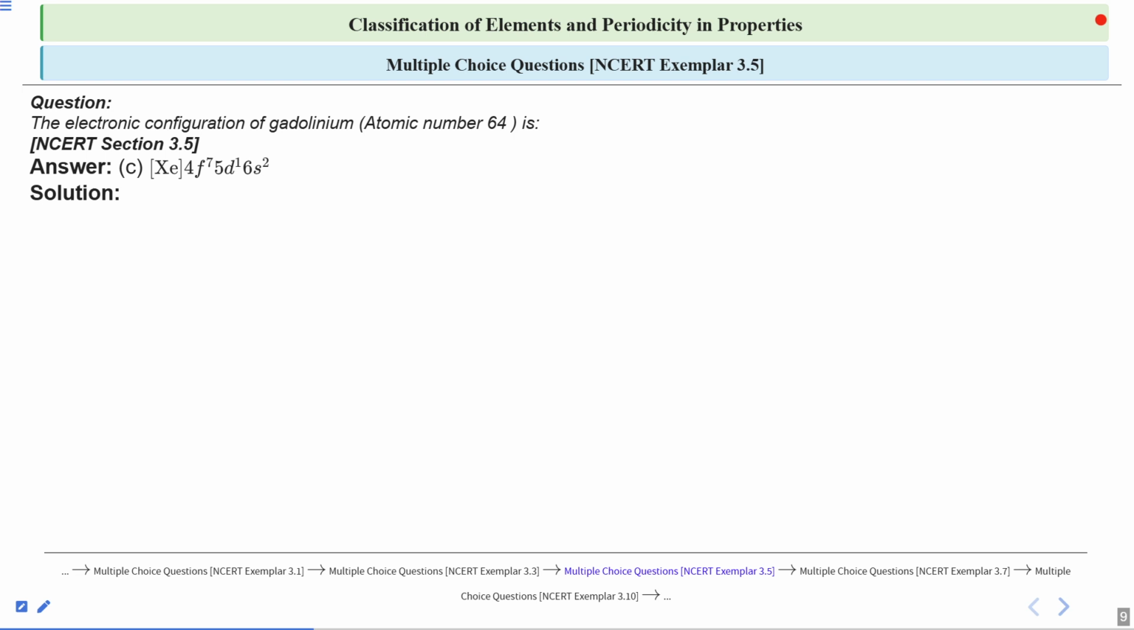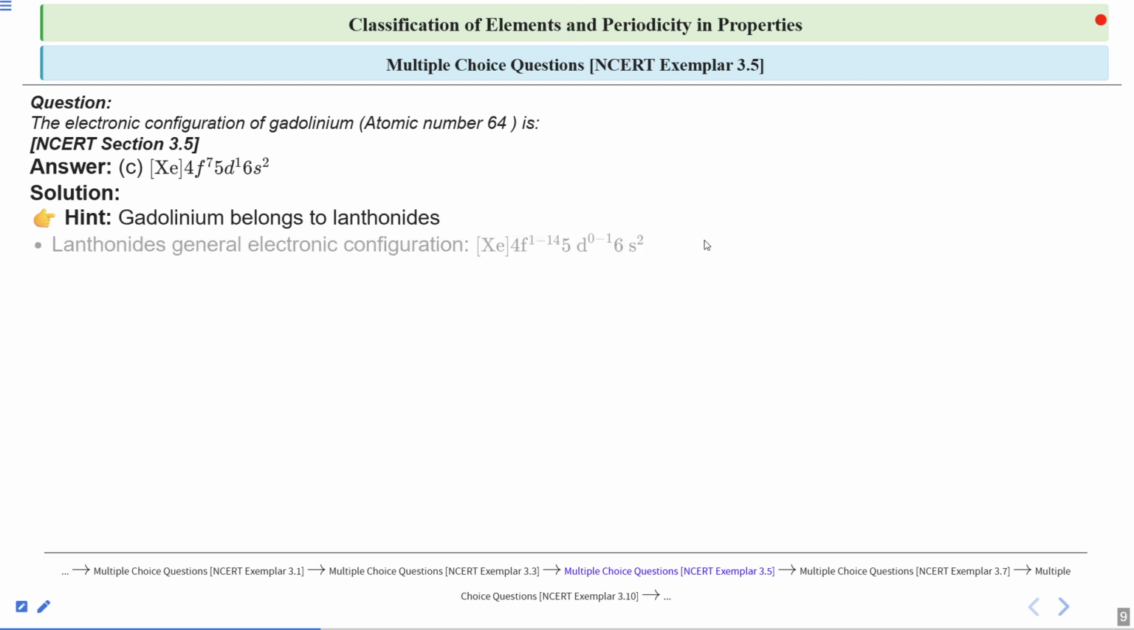So, the simple logic behind this question is that you should remember that gadolinium belongs to the lanthanoids. Okay, gadolinium belongs to the lanthanoids. If this is true, then from the general electronic configuration of lanthanoids, we can write that the d subshell can have a maximum of 1 electron.